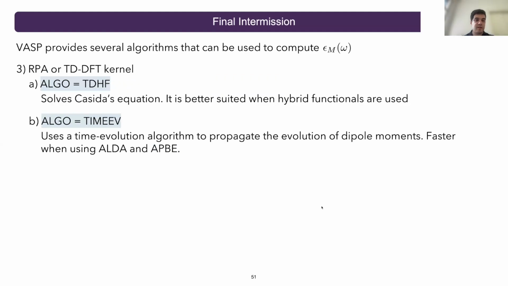Finally, within the realm of the full interaction, or either TDDFT or RPA users of kernel, you have two options within VASP. One is to set ALGO equals TDHF, which will solve the eigenvalue Casida equation, and which is better suited for when hybrid functionals are used. But you also have ALGO equals TIMEEV, which actually employs a time evolution algorithm to propagate the evolution of the dipolar moments, and it's faster when using adiabatic LDA or adiabatic PBE functionals.